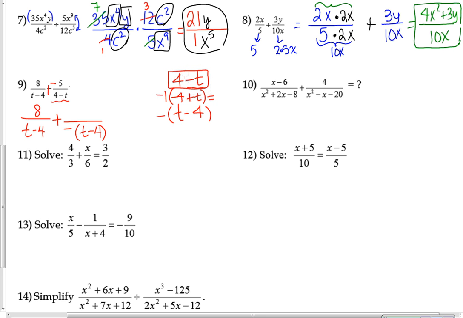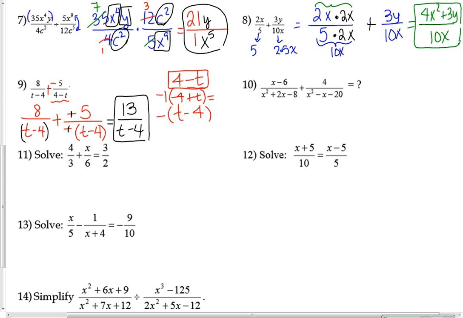All right, now I need to deal with the top. The top was -5. To be truly a common denominator, I can't have a negative if the first fraction didn't have a negative, but notice I have a negative over a negative, so I can just reduce those to positives. So now I have 8 over t minus 4 plus 5 over t minus 4. My common denominator is t minus 4, that stays the same. On the top, 5 plus 8 is 13. So my final answer is 13 over t minus 4.